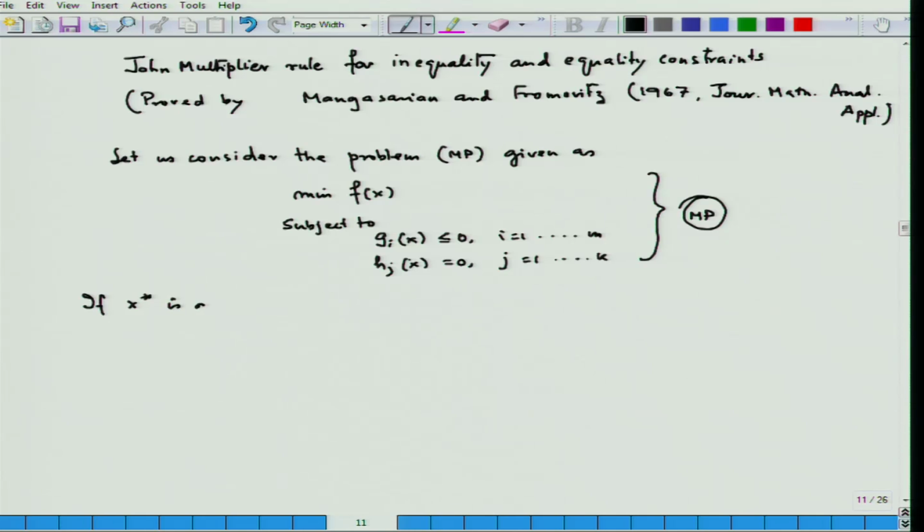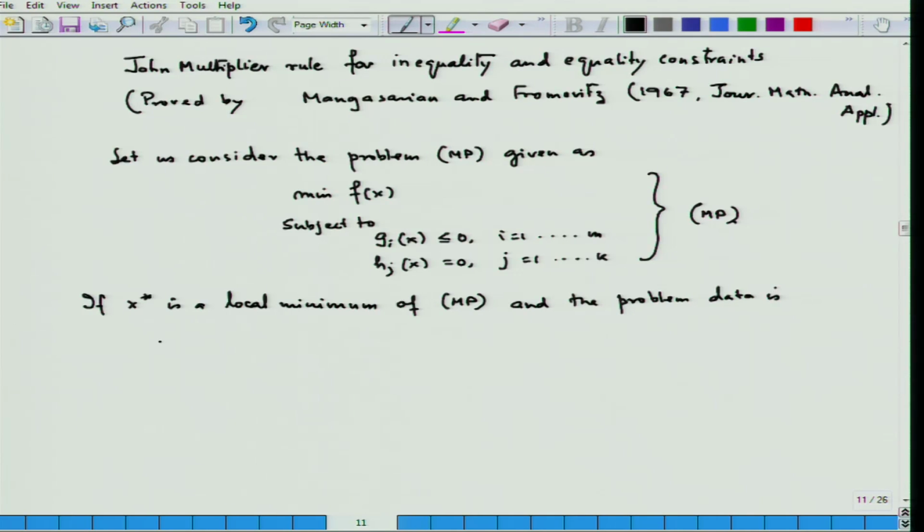if x star is a local minimum of MP, maybe I should better put it in the standard format, is a local minimum and all these are continuously differentiable. There is f, gi and hj, all are continuously differentiable, gi for all i, hj for all j, and the problem data is continuously differentiable. This was a big advancement for optimization, this idea of combining everything, and shows some sort of unity in the Lagrangian multiplier principle.